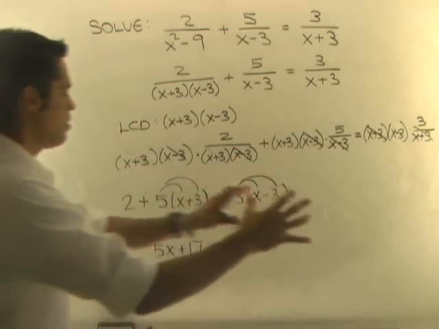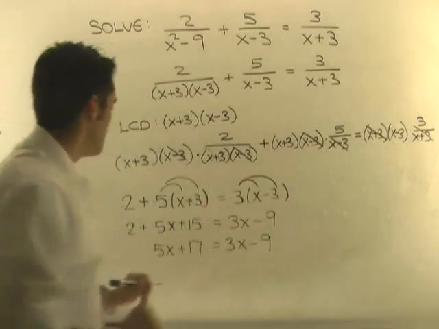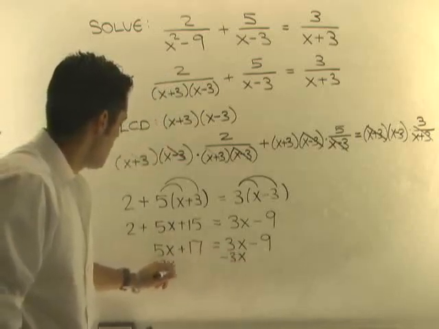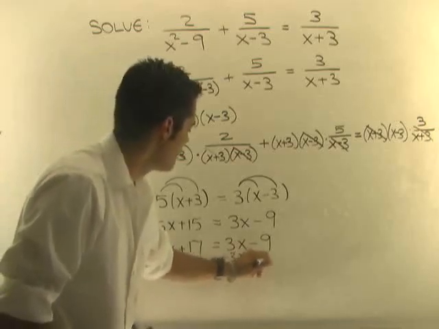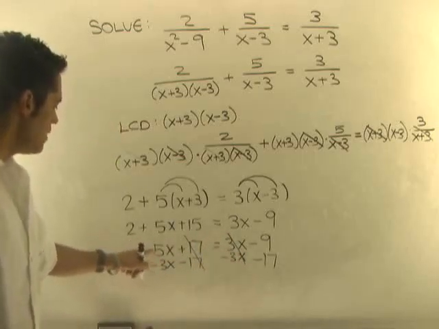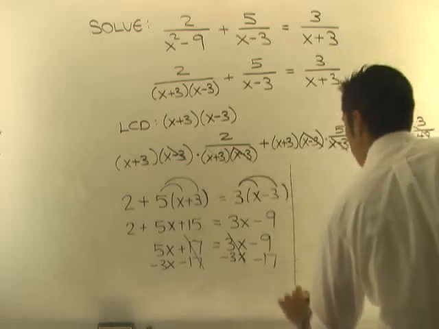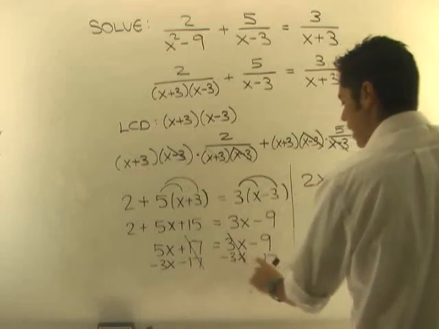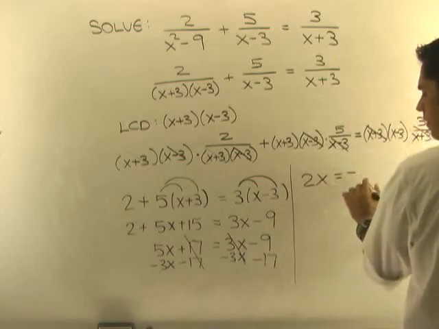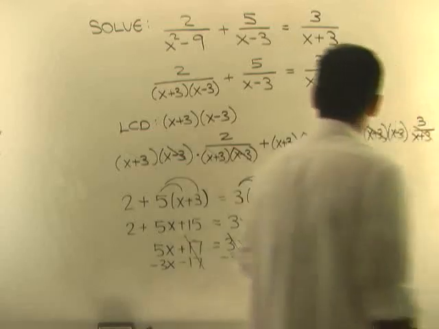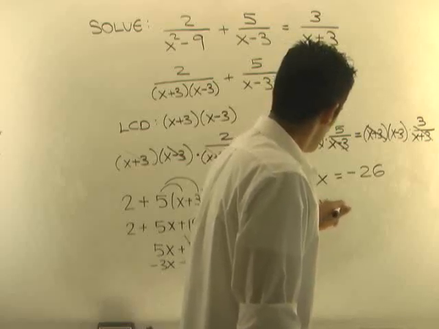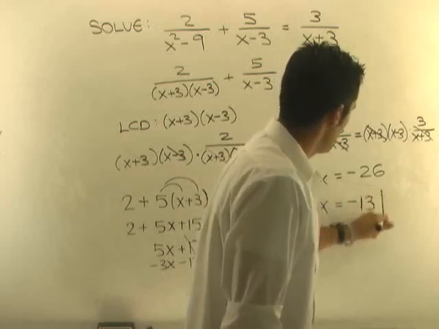And now let's get all of our x terms to the left side, all of our numbers to the right side. So to do that, I'll have to subtract 3x from both sides. I'm also going to subtract 17 because that will eliminate it over here. So this is going to go away, that's going to go away. What we're left with on the left is 5x minus 3x. That's 2x. On the right-hand side, we have negative 9 minus 17. That's going to give us negative 26. And now what we do is we divide both sides by 2. X is equal to negative 13.